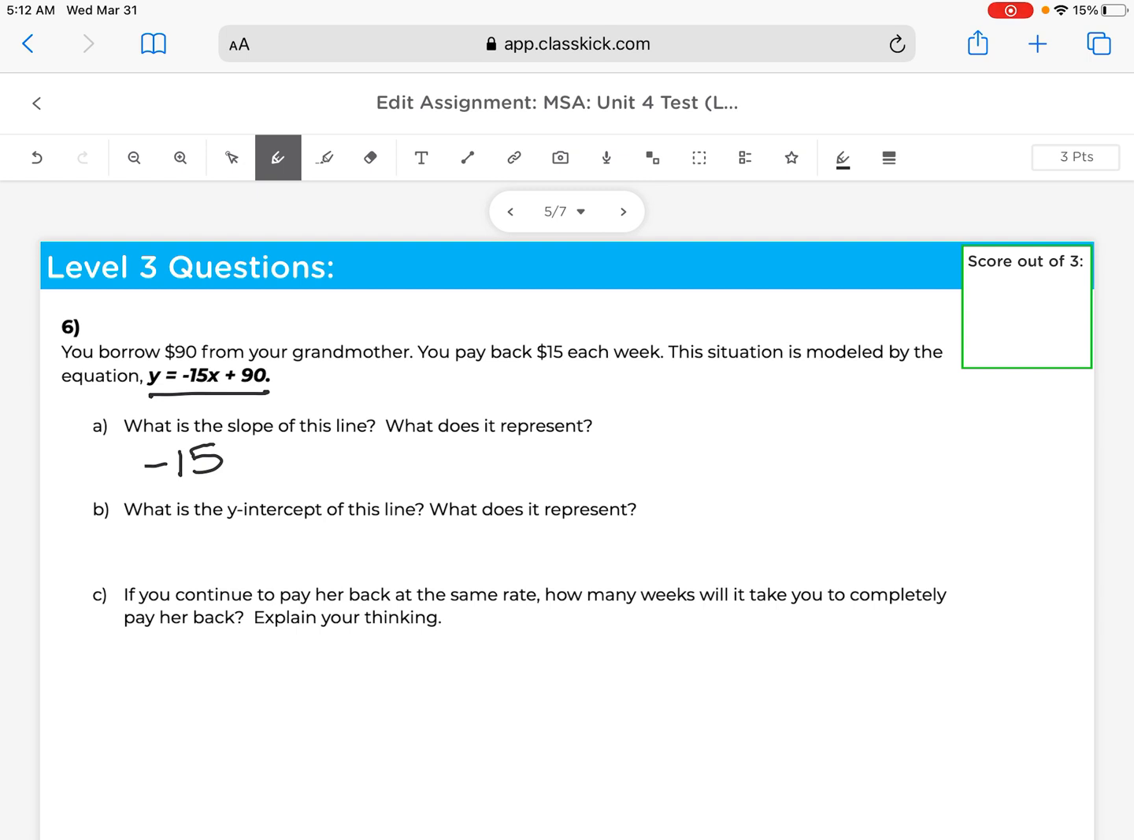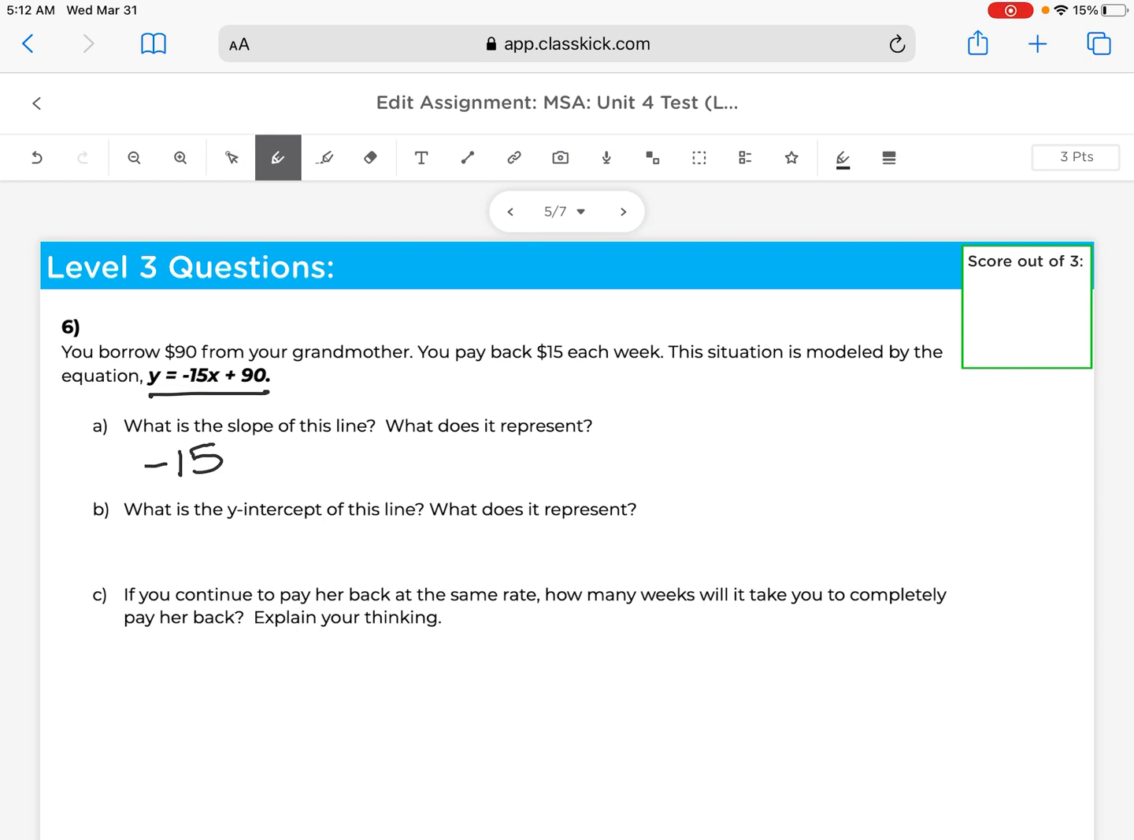So your y-intercept on part B should be 90. And what does it represent? Well, that represents how much you borrowed from your grandma. So grandma's money you borrowed, all of that. Okay? I might not even be able to go to the last piece.